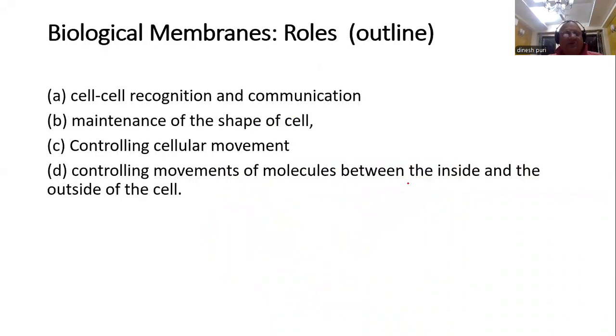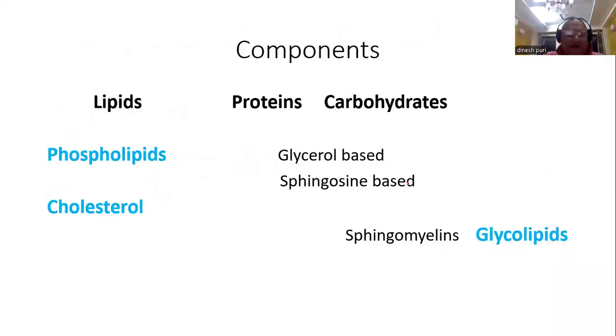They perform various roles, which I have summarized in this slide. We'll be coming to details of various components in a short while. Various components are, as we said, lipid, which forms the core, protein for specialized functions, and some oligosaccharides. Lipids are mostly phospholipids. Now, phospholipids, the amphipathic molecules, as we said, may be glycerol based or sphingosine based.